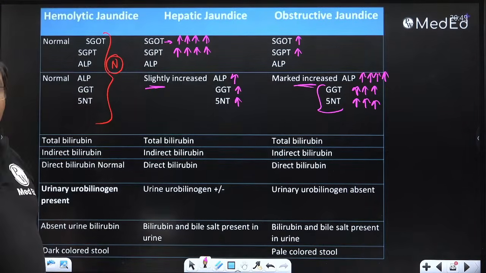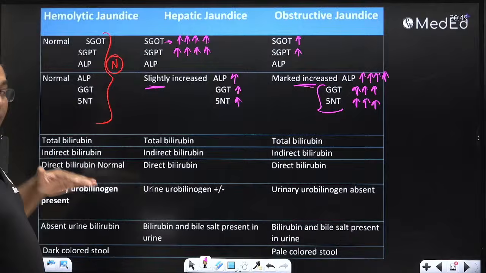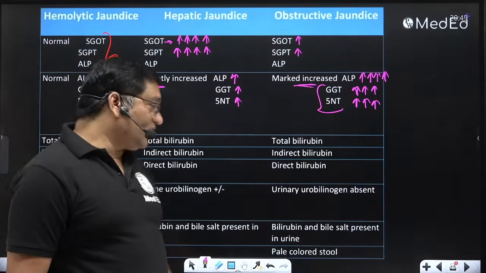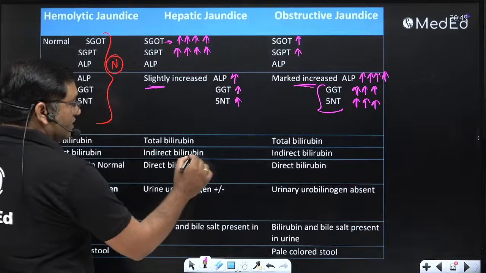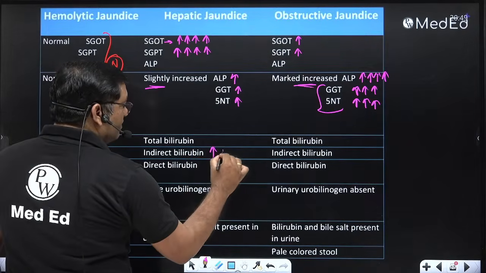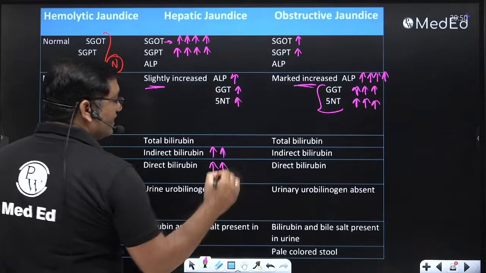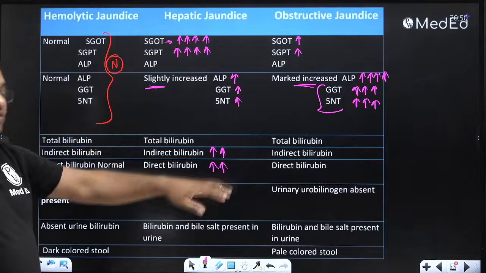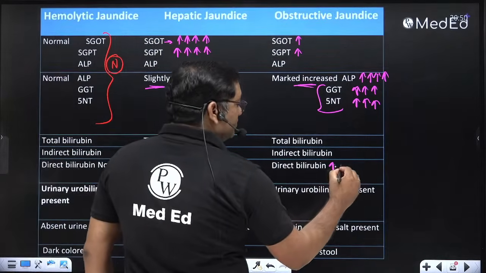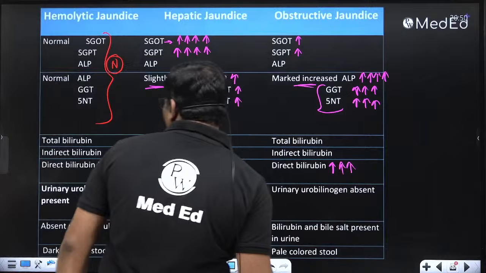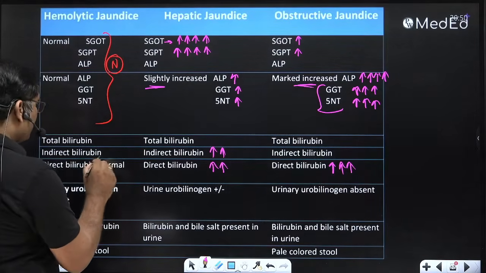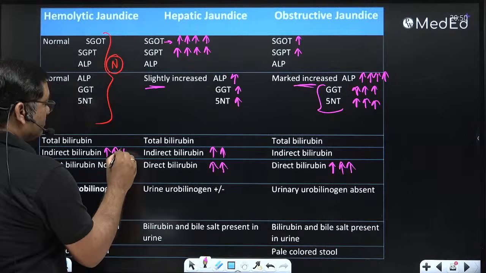Then the Van den Bergh reaction. Van den Bergh reaction is biphasic, meaning both are positive: direct is increased, indirect is also increased, in hepatic jaundice. In hepatic jaundice both increase. In obstructive jaundice, mainly increase in the direct bilirubin, and in hemolytic jaundice there is unconjugated bilirubin increase, so indirect bilirubin increase.